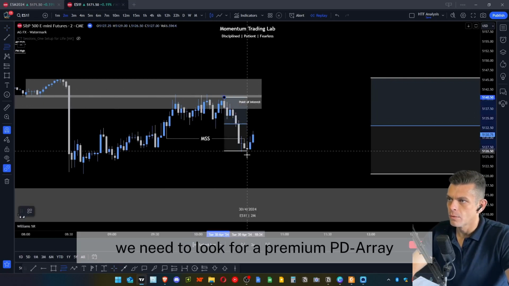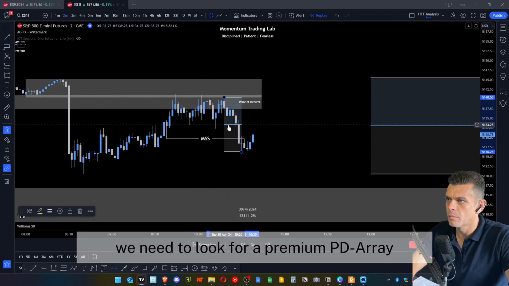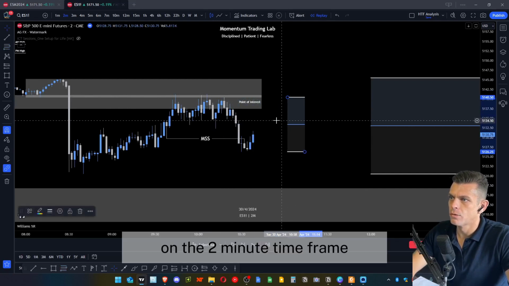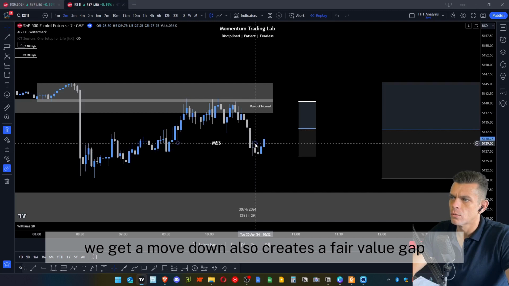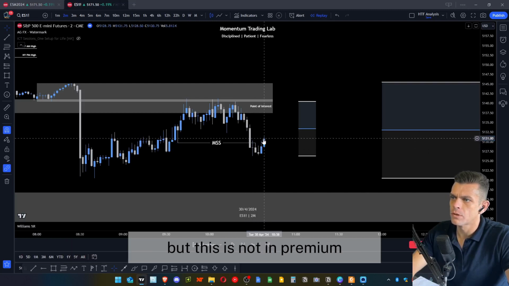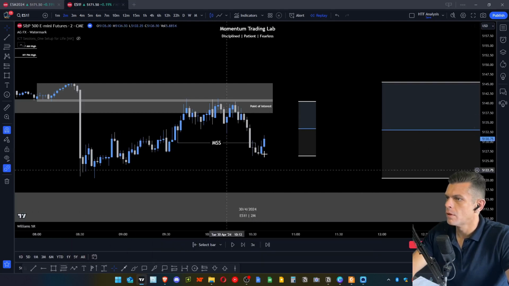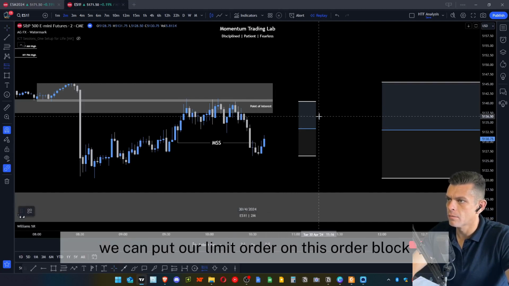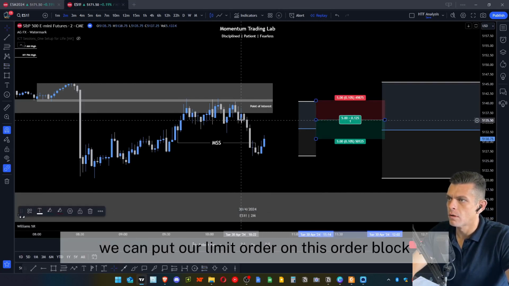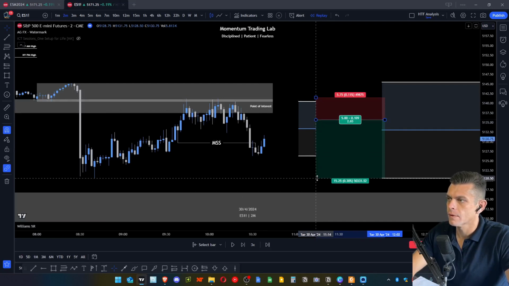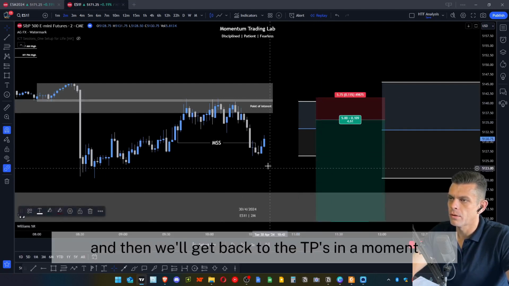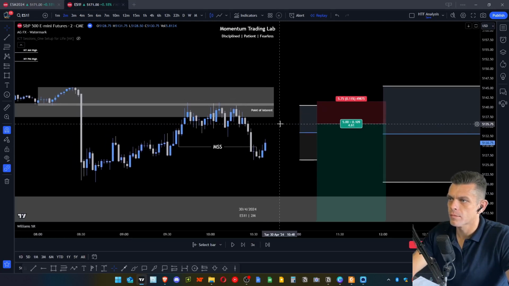Okay, now we need to look for a premium PD array on the 2-minute time frame. So let's have a look. So we have this up close candle. We get a move down. Also creates a fair value gap, but this is not in premium. So what we can do is put our limit order on this order block. And then we'll get back to the TPs in a moment.